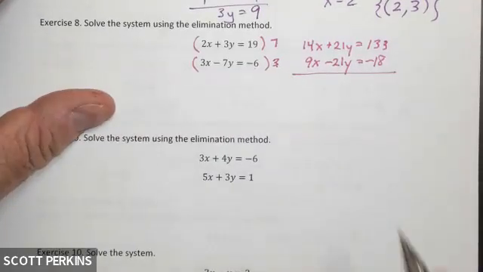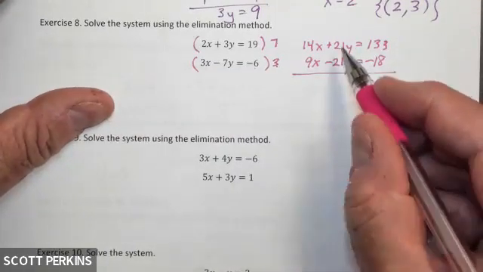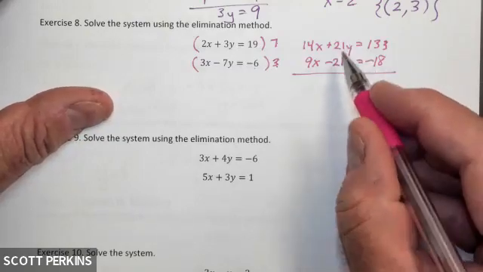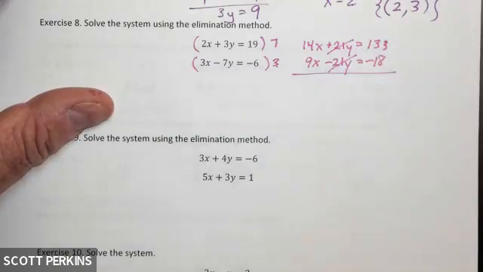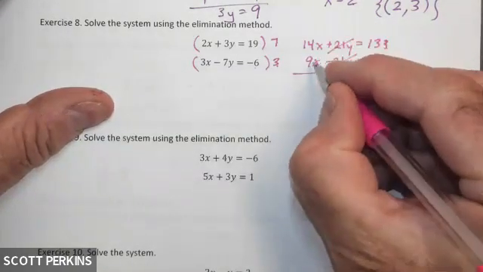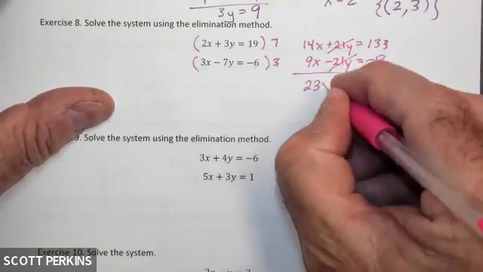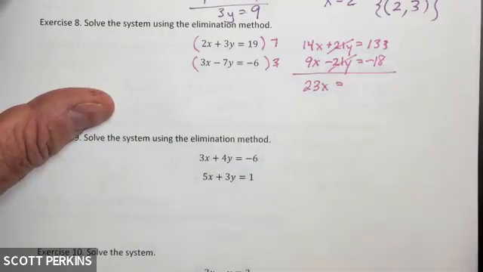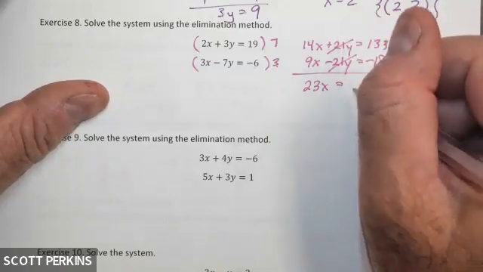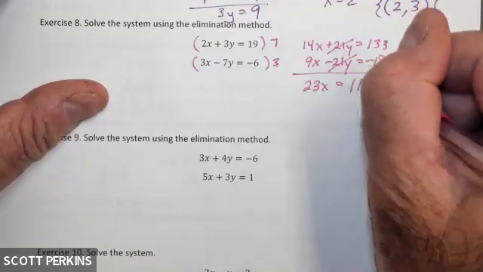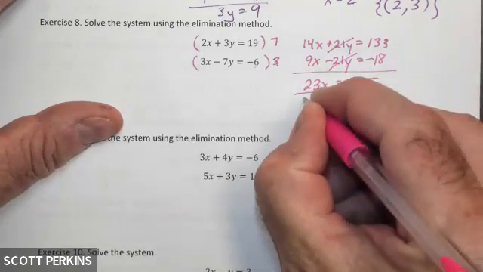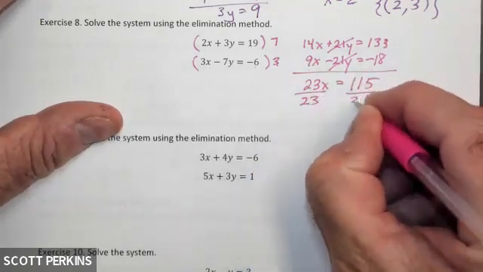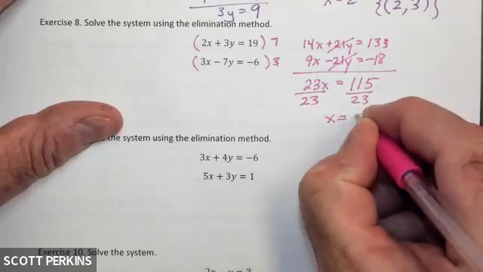And so now when I add, I have the same number, just different signs here. So when I add them, they will eliminate. Okay, so the 21 and the -21 are now eliminated. So 14 and 9 is 23x. 13 and -18 turns out to be, what is that? 115. Thank you again. And when I divide, perfect. Appreciate that. X is equal to 5.